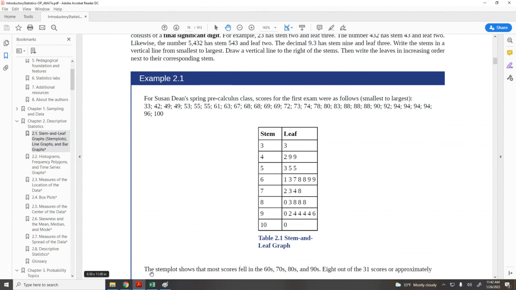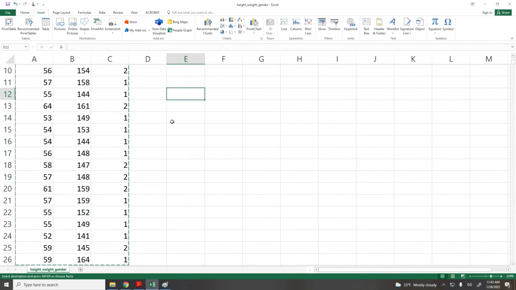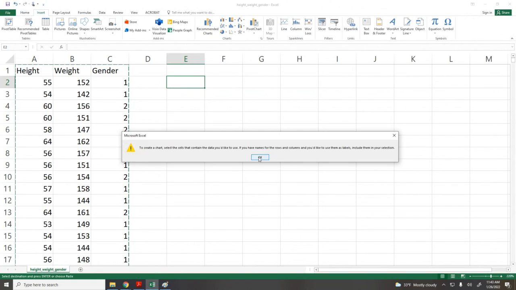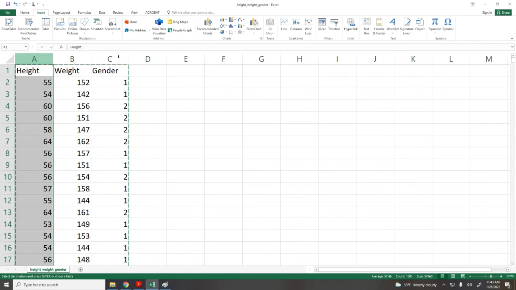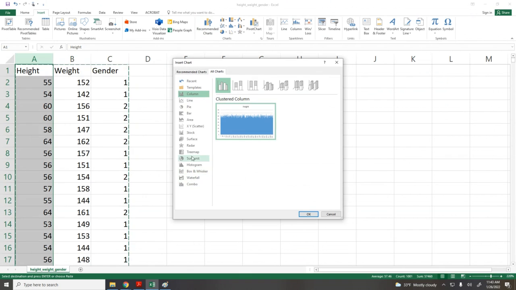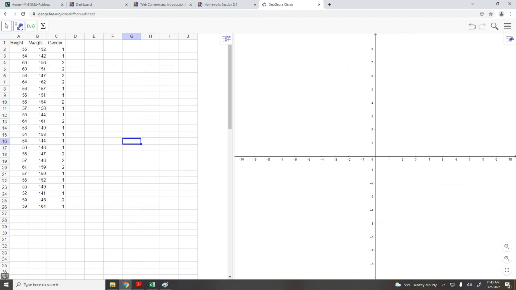Now, you don't have an option to make a stem and leaf plot in Microsoft Excel. I have never seen that. So that's why I'm going to GeoGebra to work on that.